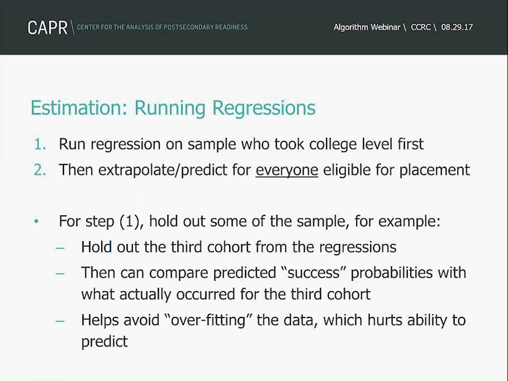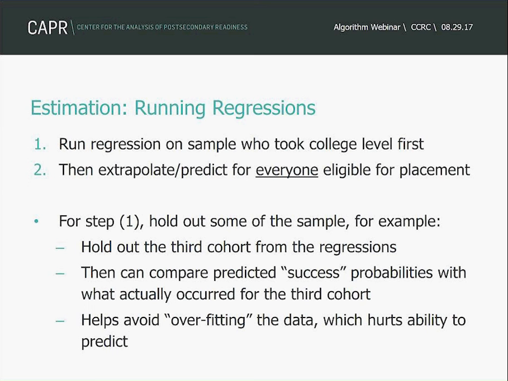But okay, so what we're going to do is run the regression on the sample who took the college level course first, as I mentioned before. And this is where the extrapolation comes in. Once we have the coefficients from that regression, we can predict the likelihood of success for everyone eligible for placement, even if they weren't originally placed. So it almost gives us this sort of counterfactual here. So that's the two steps we're going to run.